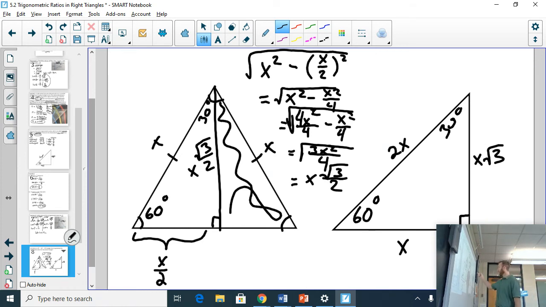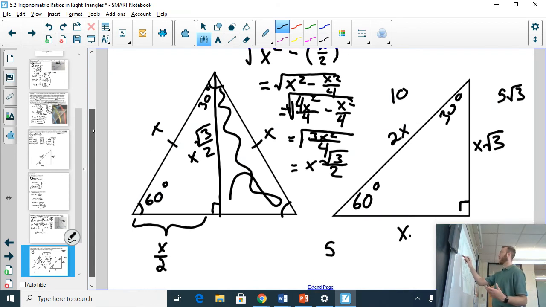So if we knew that this side length across from the 30 degrees was 5, that would mean the hypotenuse would be 10, right? 2 times 5. And then if x is 5, this side would be 5 square root of 3. And so that helps us learn the sides of a 30, 60, 90 really fast. But that has other implications.